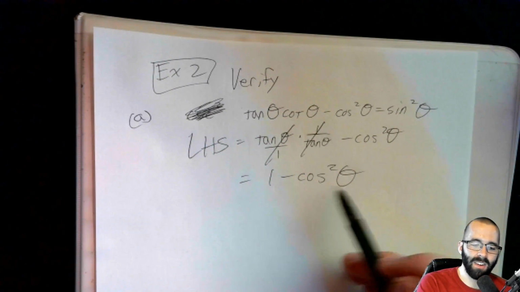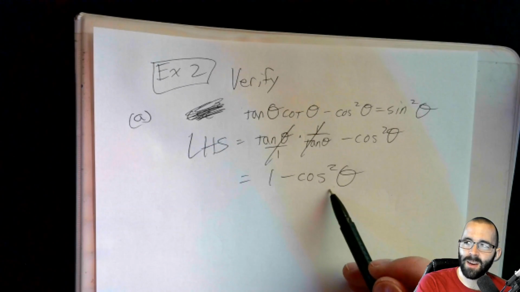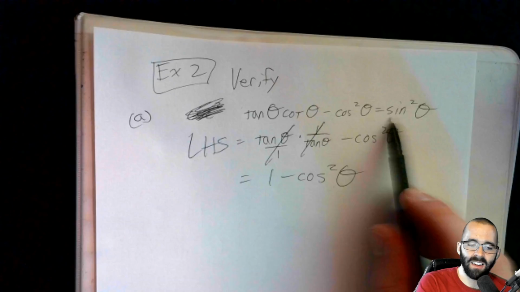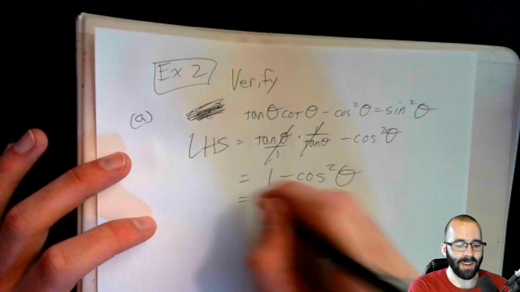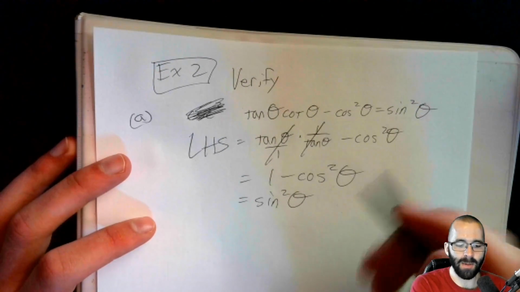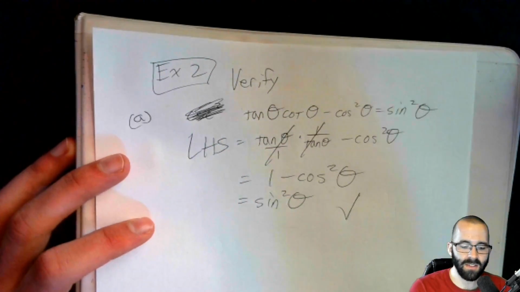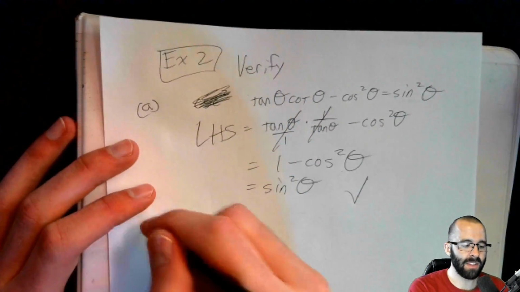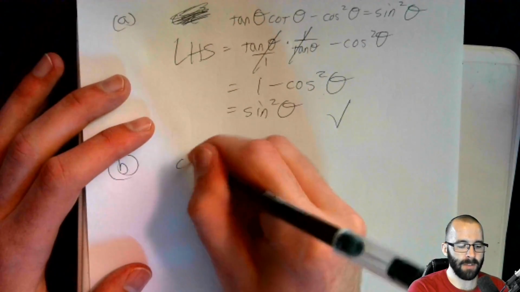Well, 1 minus cosine squared of theta, we've seen that before. That's a Pythagorean identity. It equals sine squared of theta, exactly like we wanted. So this is literally just a 9.1 problem. And I'm pretty sure part B is as well. Let's just do it for practice.